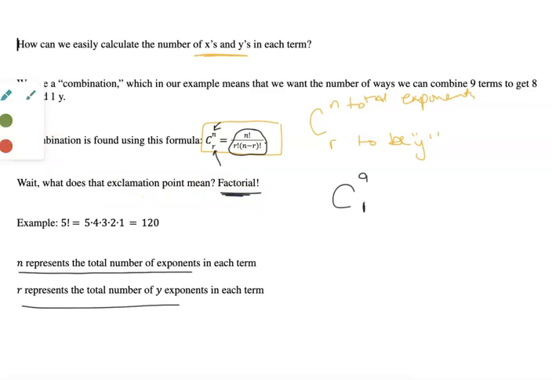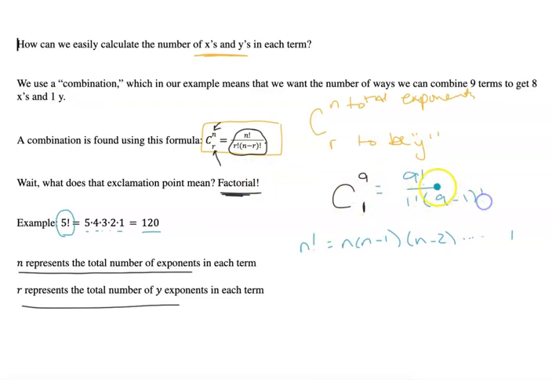Well, what's a factorial? Here's an example. 5 factorial means you do 5 times 4 times 3 times 2 times 1 equals 120. So n factorial would be n times n minus 1 times n minus 2 all the way down to 1. Okay? So in our case, our n value is 9. So we would have 9 factorial divided by 1 factorial, since r in our case was the number of exponents to be a y, and we wanted one of them to be a y. Then we have n minus r factorial, so 9 minus 1 factorial.